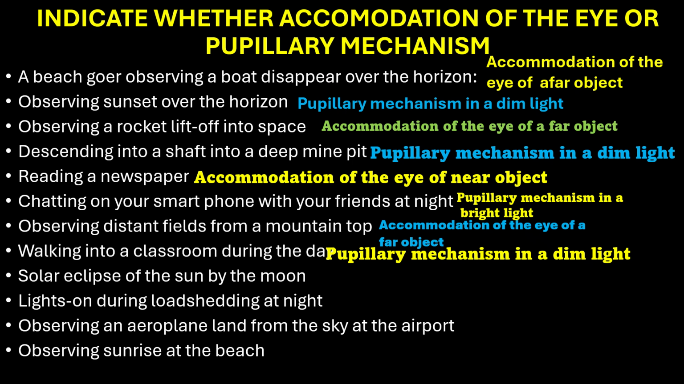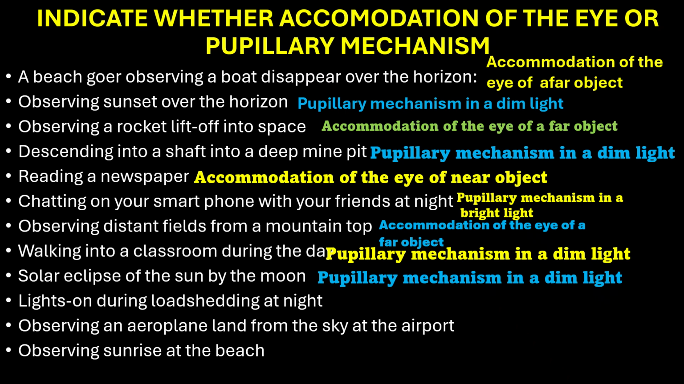So you're observing the sunlight, enjoying it, and then suddenly the moon eclipses it. It becomes eclipsed by the moon. What happens? The bright environment turns dark, and that is pupillary mechanism in dim light. What if the light goes off and after some hours it's on again? Once the light goes off during load shedding, the whole place becomes dark. You're going to experience pupillary mechanism in dim light.